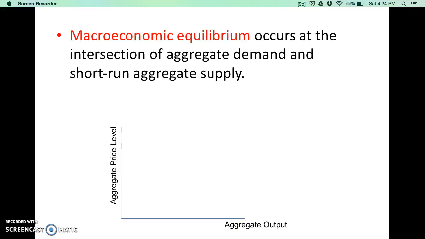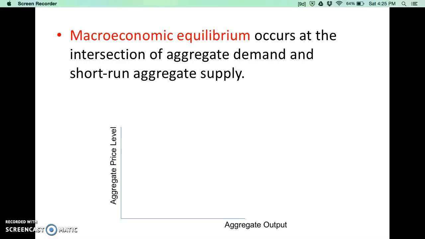Today we'll be talking about macroeconomic equilibrium, as well as what happens when the economy is operating in disequilibrium, meaning a recessionary gap or an inflationary gap, and how government policy is put into place to correct that and bring us back to equilibrium.